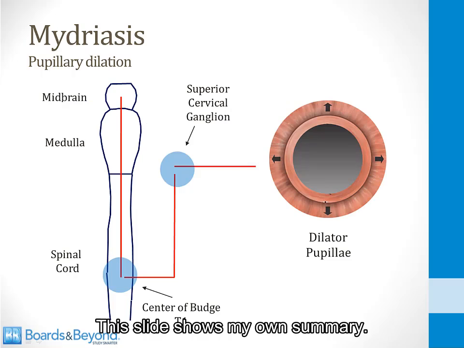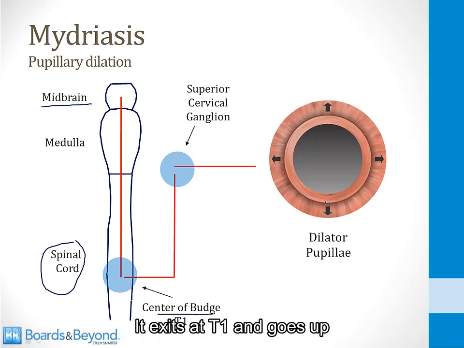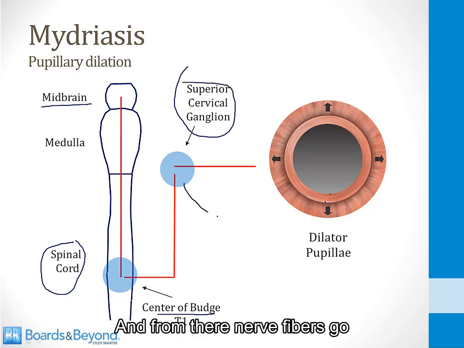This slide shows my own summary. It begins in the midbrain. The first neuron travels all the way to the spinal cord at the center of Budge. It exits at T1 and goes up to the superior cervical ganglion, and from there nerve fibers go to the dilator pupillae muscle.